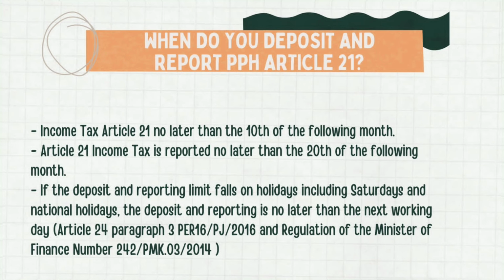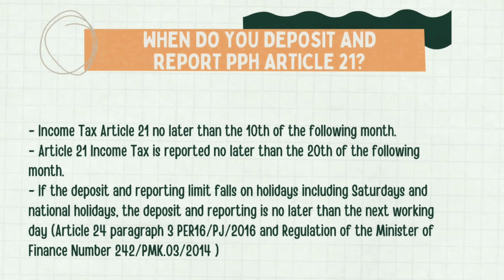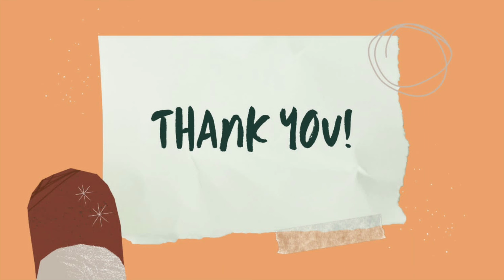When do you deposit and report PPh Article 21? First, Income Tax Article 21 is due no later than the 10th of the following month. Second, if the deposit and reporting limit falls on a holiday, including Saturday and national holidays, the deposit and reporting is no later than the next working day. This is based on Article 24 paragraph 3 of Per-16/PJ/2016 and Regulation of the Minister of Finance number 242/PMK.03/2014. That is the end of our presentation.